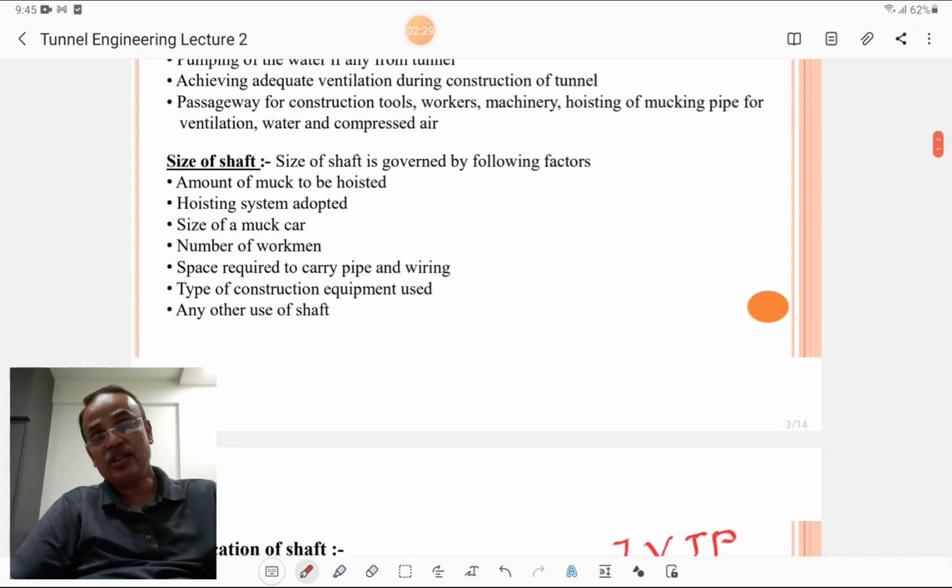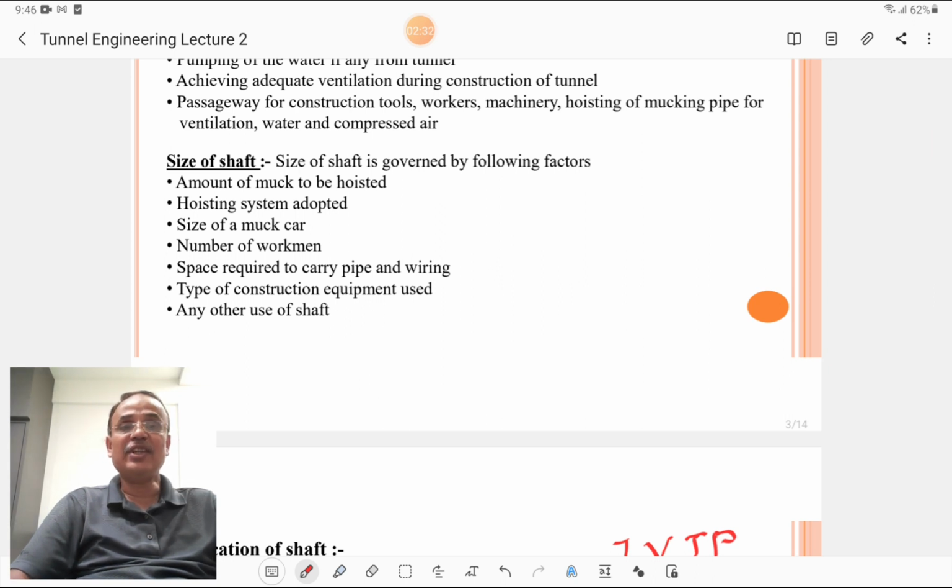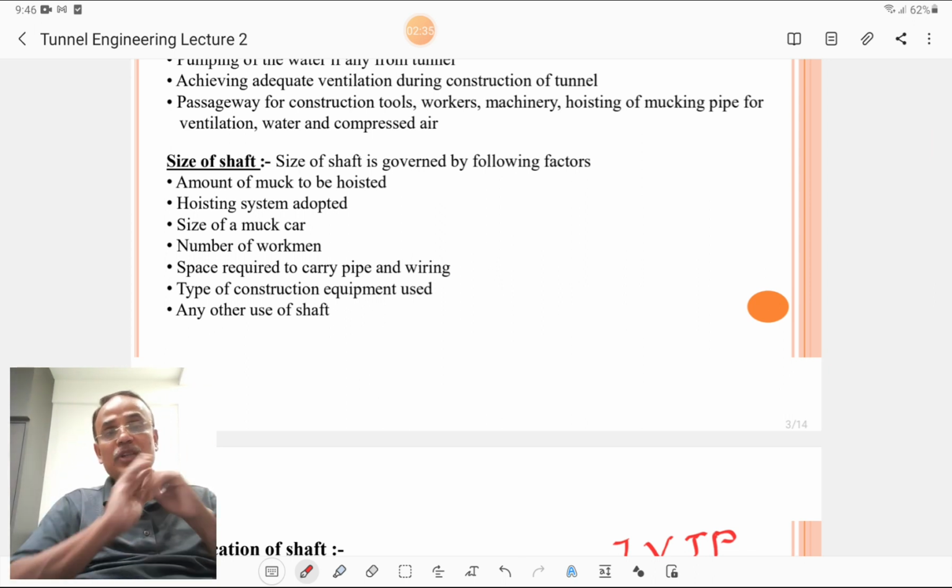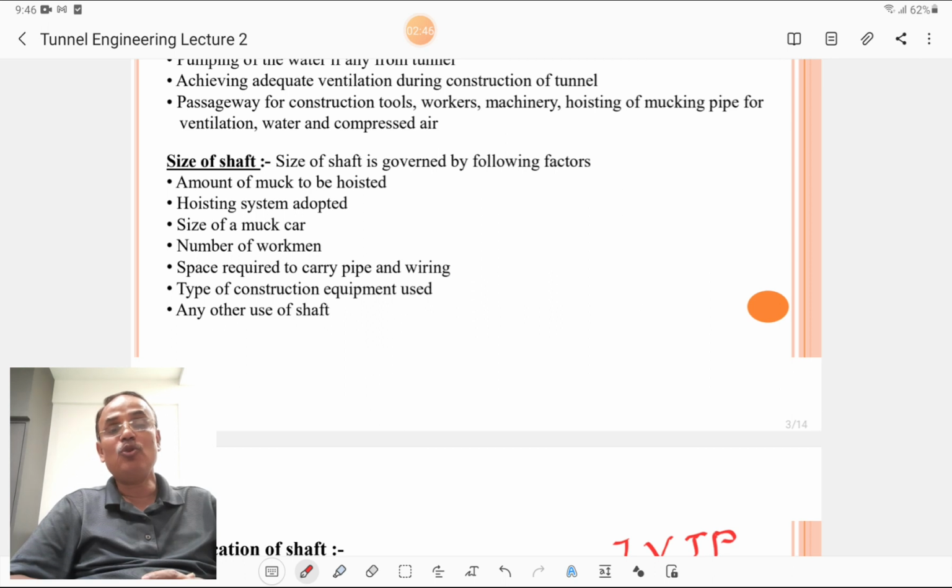Then what are the different factors governing the size of shaft? The amount of muck to be hoisted, meaning the amount of excavated material to be removed, is important for the size of shaft. Second is the hoisting system adopted, which hoisting system is used to remove the mucking, that is also important. Then size of muck car is also important. Number of workmen at a time used for tunneling operation also governs the size of shaft. Then space required to carry the pipe and wiring, type of construction equipment used, and any other use of the shaft governs the size of shaft.